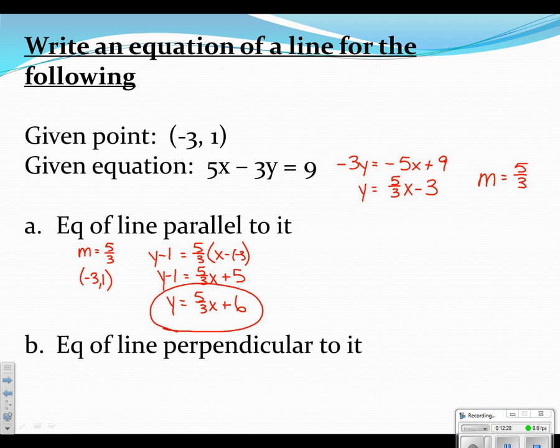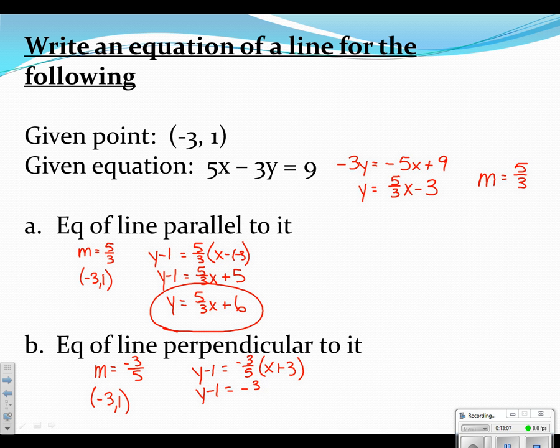Okay, how about if we wanted one perpendicular to it? Well, we don't want to reuse the same slope. We don't want 5/3. If it's going to be perpendicular, we need a slope that's a negative reciprocal of that. So the slope we want for the perpendicular line is going to be negative 3/5. Okay, we still want it to pass through negative 3, 1, so we're going to keep that. But let's load it up now into our point slope form. So y minus 1 equals negative 3/5 times x plus 3.